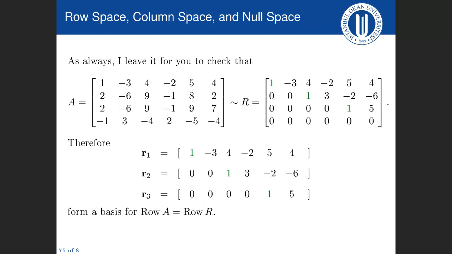R has pivots in its first, second, and third rows. So these are the vectors that we want. R1, R2, and R3, the first 3 rows of capital R, give us a basis for the row space of A, which is the same as the row space of R.